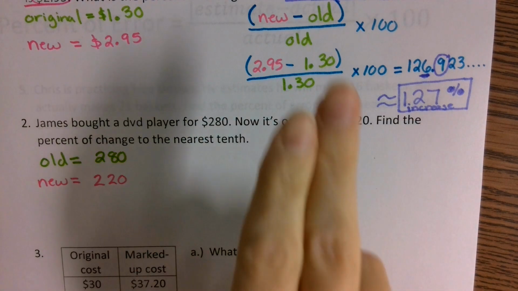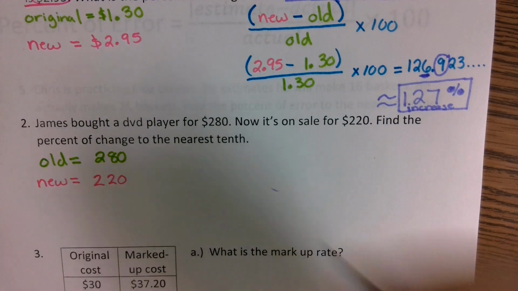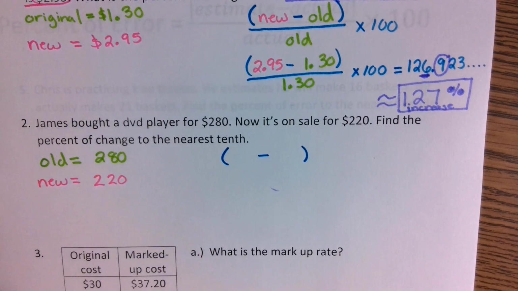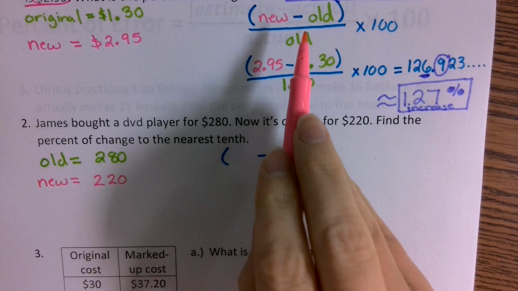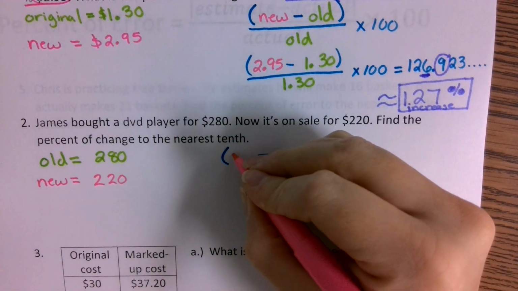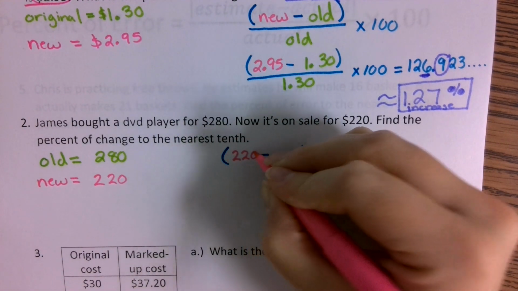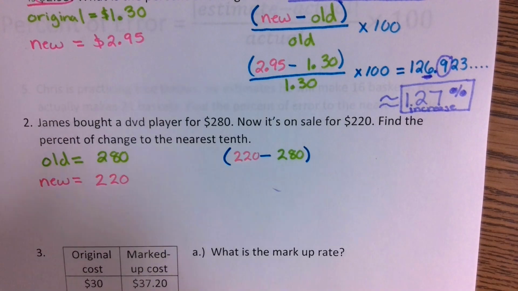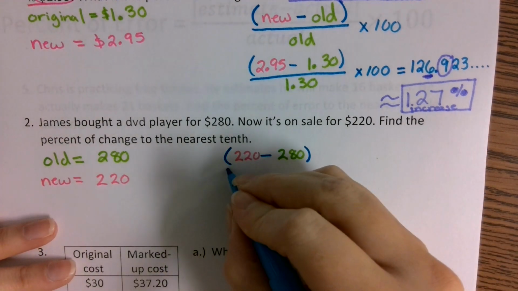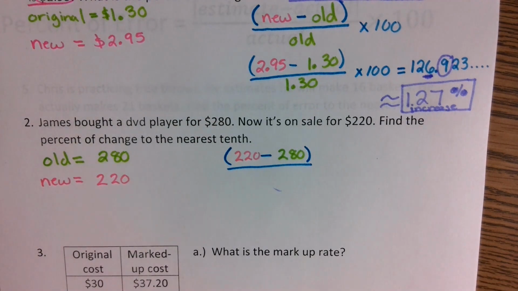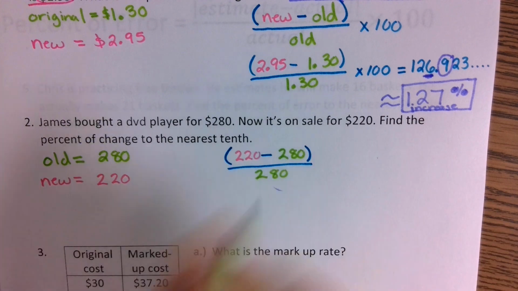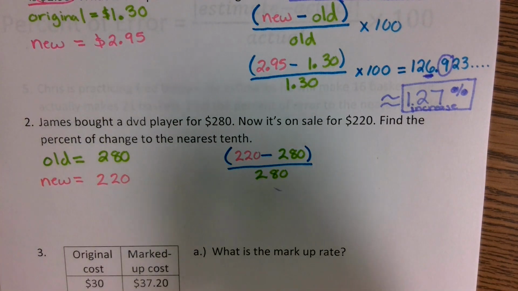So now we just plug it into our problem. In parentheses, we're going to subtract the two values. So we're going to do new minus old. Remember, it's always new minus old. So we're going to do 220 minus 280. Then we're going to divide by old. So we're going to divide by 280. And then we're going to multiply by 100.